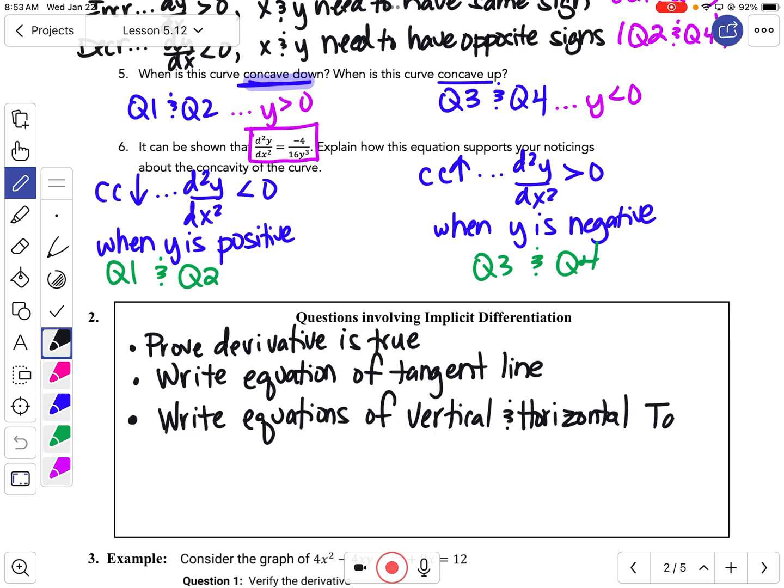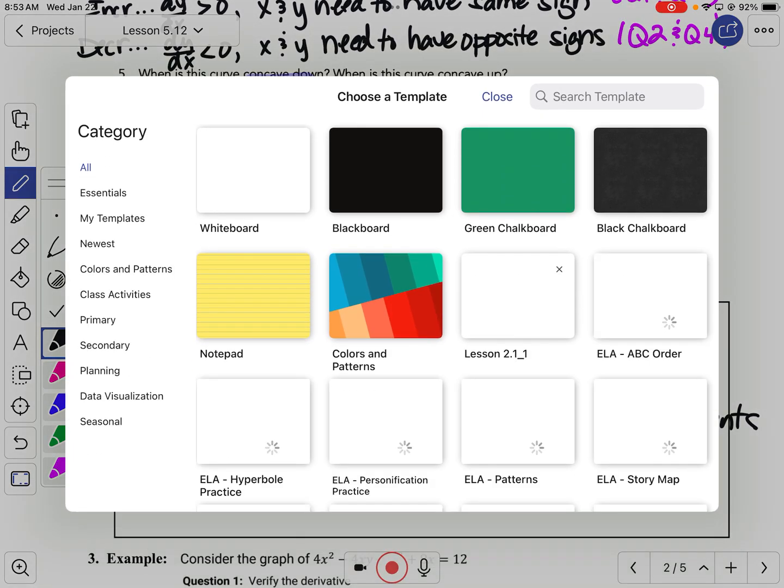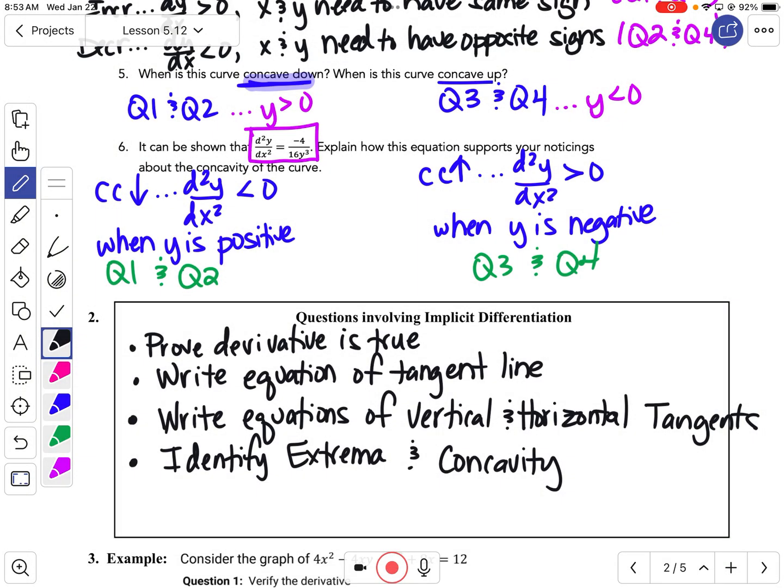Actually, I think that's supposed to be tangents. I think I wrote that word down wrong because I got excited. And then they might ask me to identify extrema and concavity. Okay, so these are the basics. These are the basic things they're going to ask me to do with something that's implicit. Prove a derivative is true. Maybe write an equation of a tangent line. Maybe do equations of vertical and horizontal tangents. And then talk about extrema and concavity.